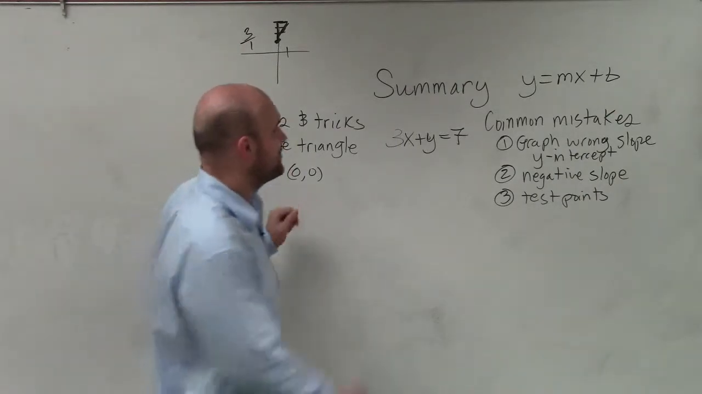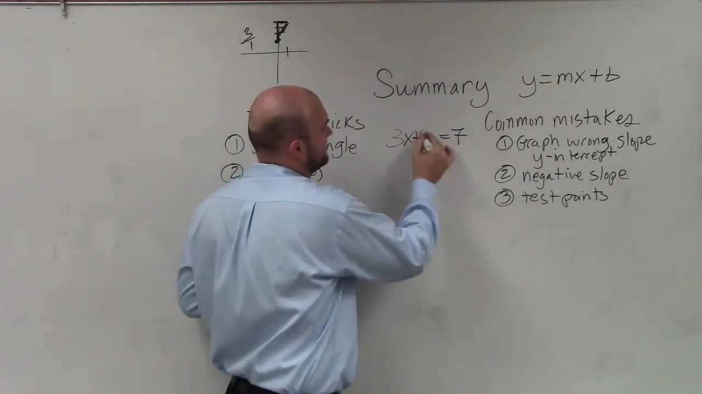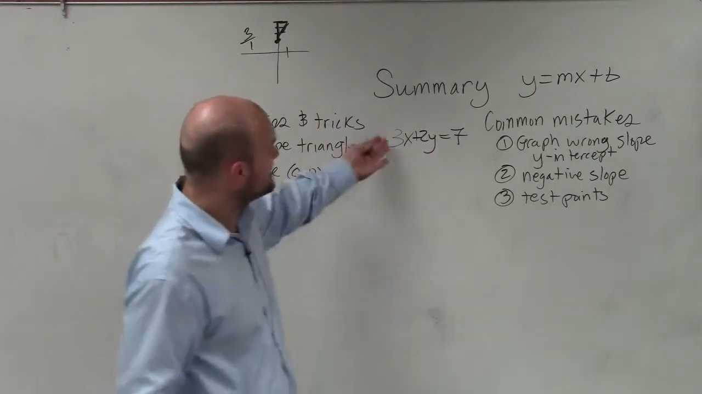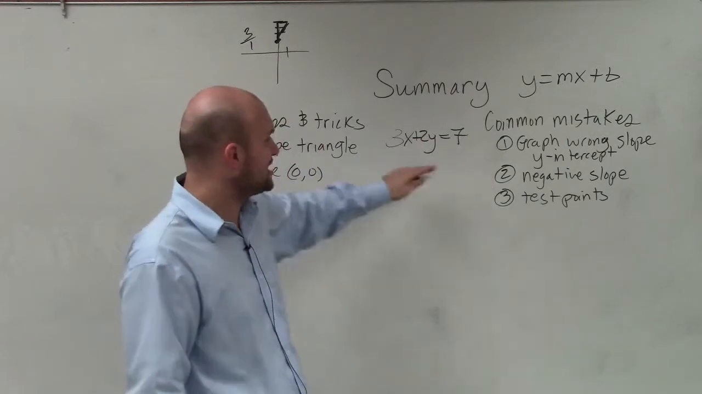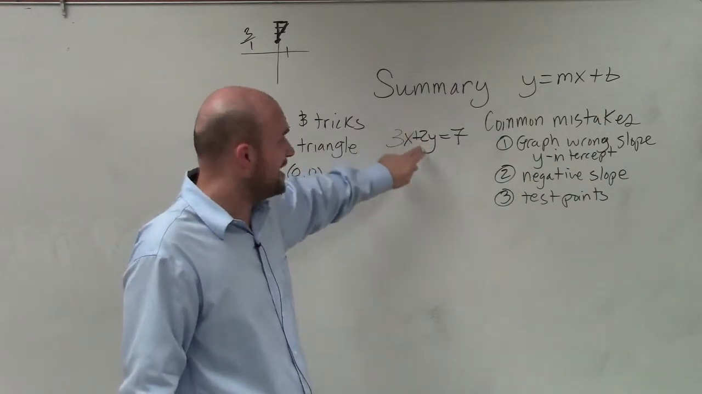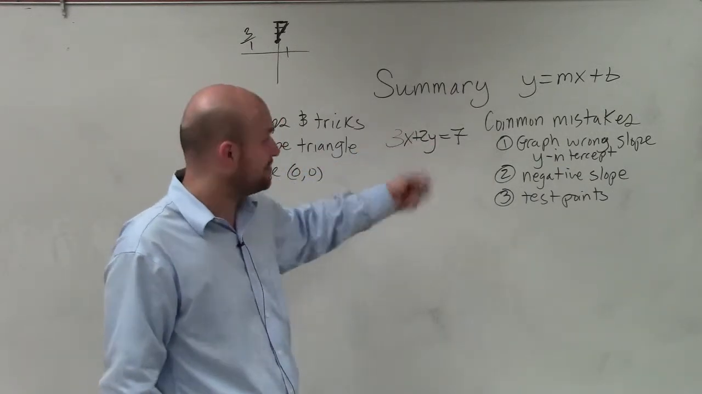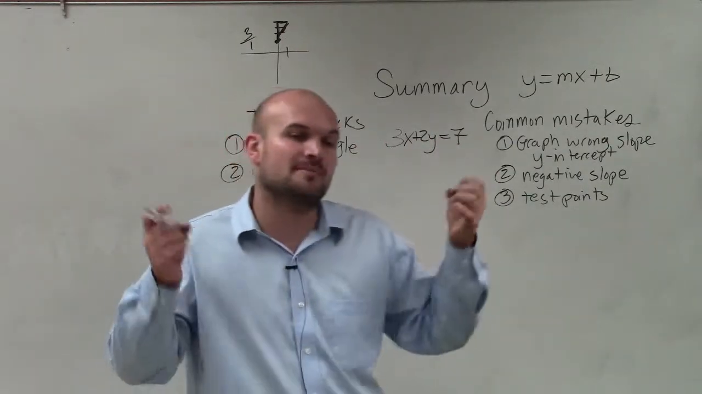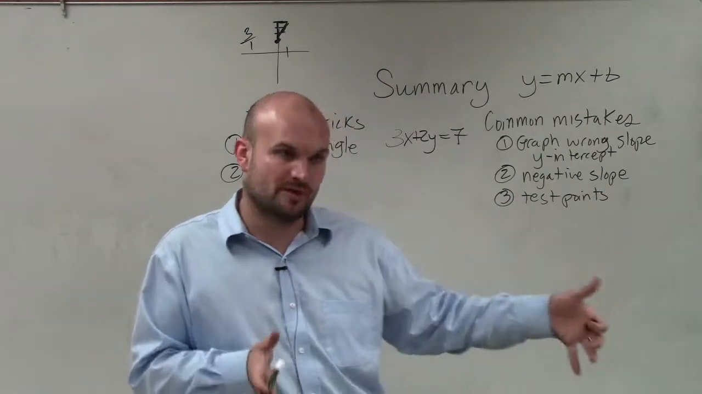So the main important thing, and let's do something like this. If I chose a graph like that, no, 3 is not the slope. When I solve for y, it's actually -3 divided by 2. So that's my slope. And my y-intercept is not 7, it's 7 divided by 2. And that all comes from converting from standard form to slope-intercept form.